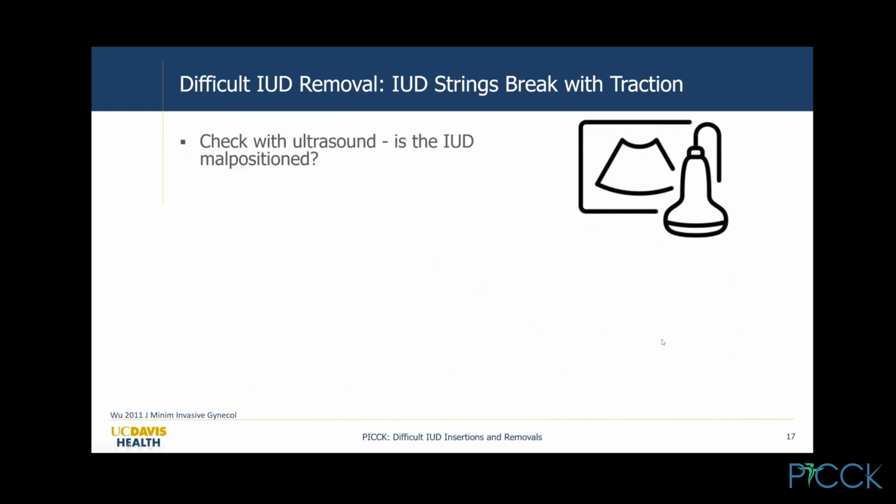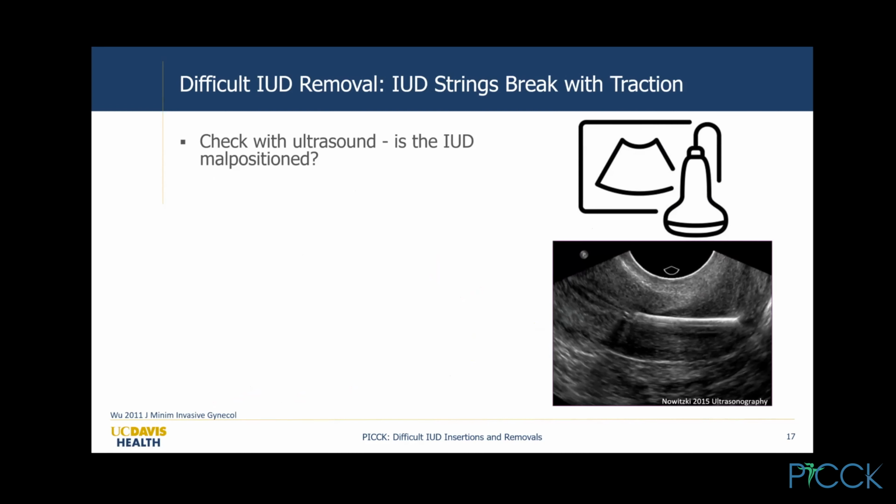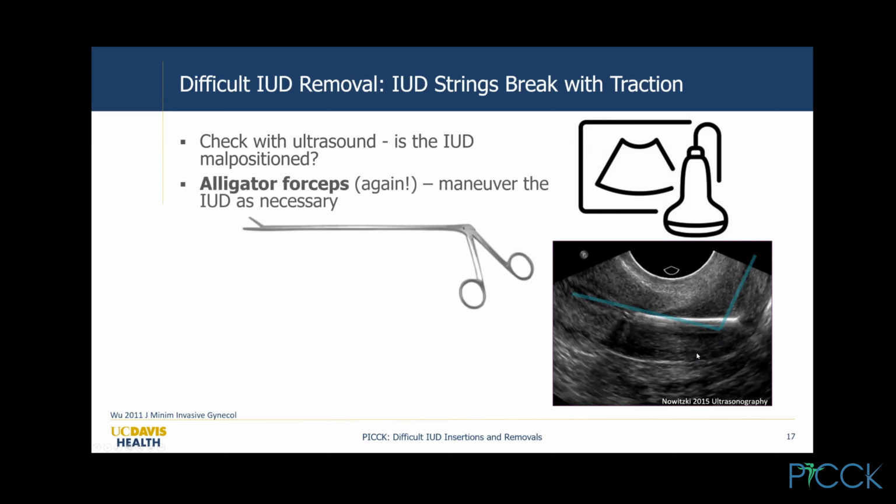Now, sometimes as you're pulling on the strings, they break. So one thing you can do is use your ultrasound. Is the IUD malpositioned? This is one picture where you can see on removal, this IUD was not able to navigate coming out through the cervix. And you can see here, I've drawn a line as to what the anatomical canal should be. And so in this situation, you can use, again, my favorite instrument, the alligator forceps, to actually back up the IUD and then guide it out of the cervical canal.